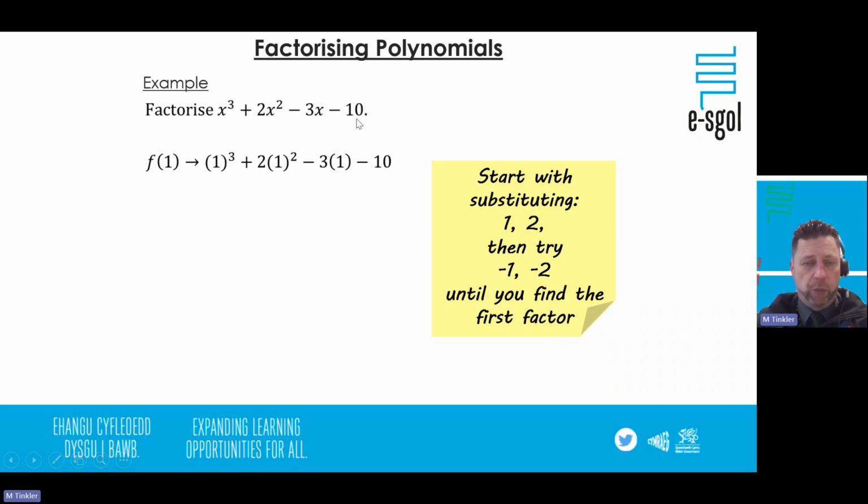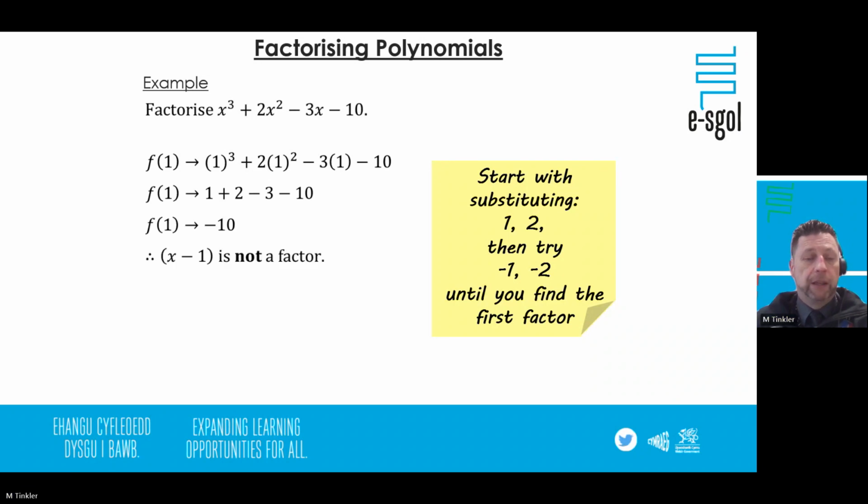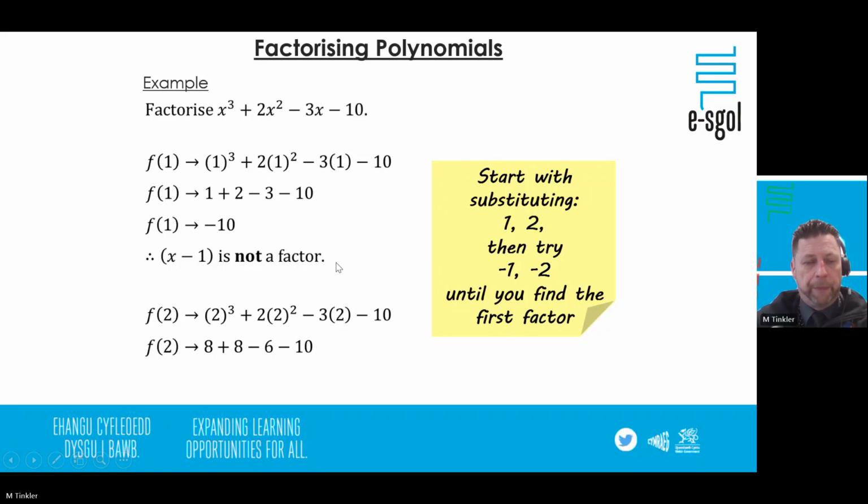So this time we're going to try f of 1. We'll try if 1 substitutes correctly and gives us a factor, which means it'd have to give us an answer of 0. Doesn't. It gives us minus 10. So x minus 1 is not a factor, so there's no point in carrying on any further with that one. So I'm going to try 2 next.